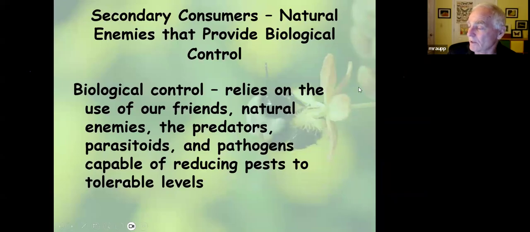Let's talk a little bit more about some of these biocontrol agents. Our natural enemies: predators, parasites, and pathogens capable of reducing pests to tolerable levels. The idea that we can eradicate, extirpate, annihilate, eliminate a pest from a landscape is folly. We simply cannot do this. What we would like to do is simply reduce densities of pests in our gardens and landscapes to a tolerable level. And it's these biological control agents that help us do this.